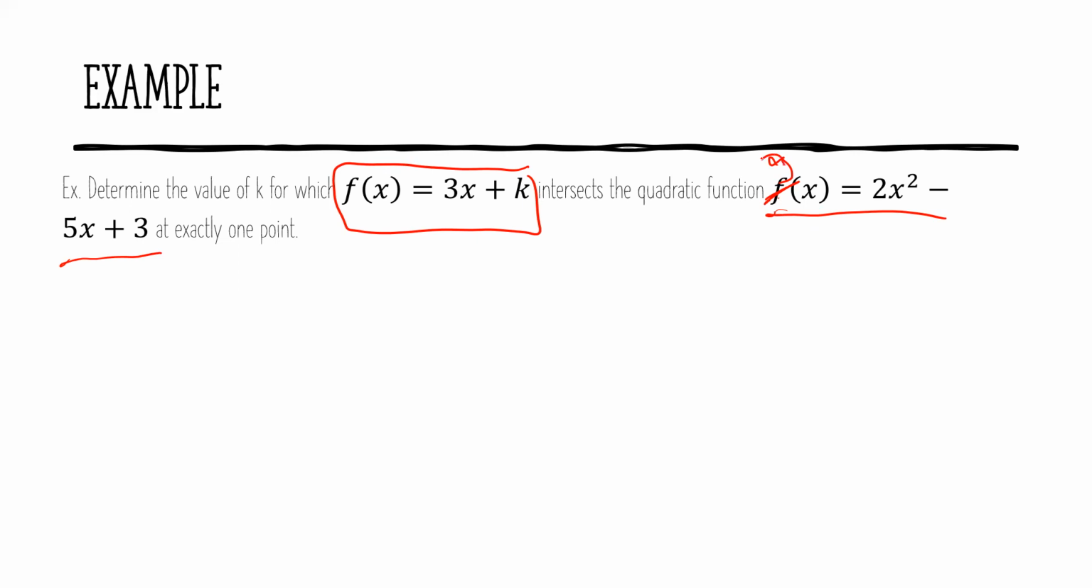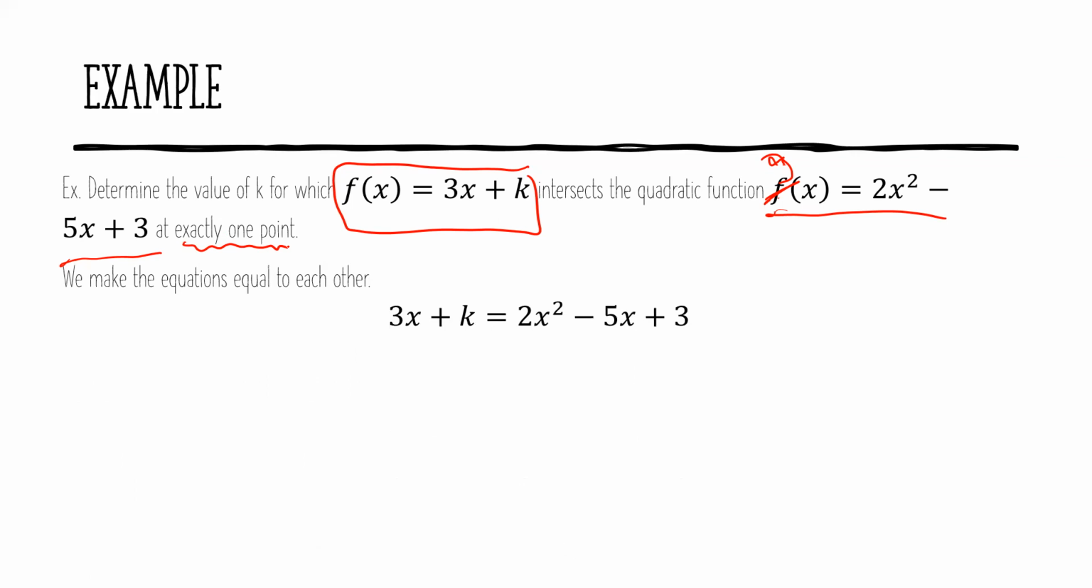We're just trying to figure out what the value of k needs to be so that this line right here intersects with this quadratic function exactly once. Let's keep that in mind, exactly once, one time. So what we need to do is we simply make the equations equal, and make it directly equal to 2x squared minus 5x plus 3.